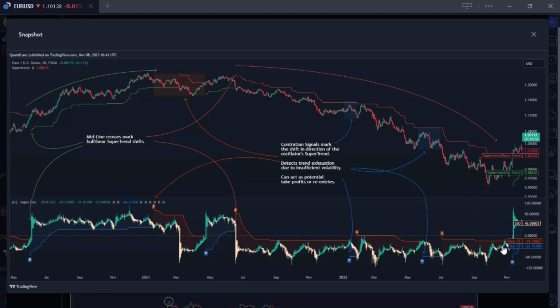Contrarian signals, based on the SuperTrend of the oscillator. These signals act as potential buy or sell indicators, highlighting potential trend exhaustion or premature reversals.